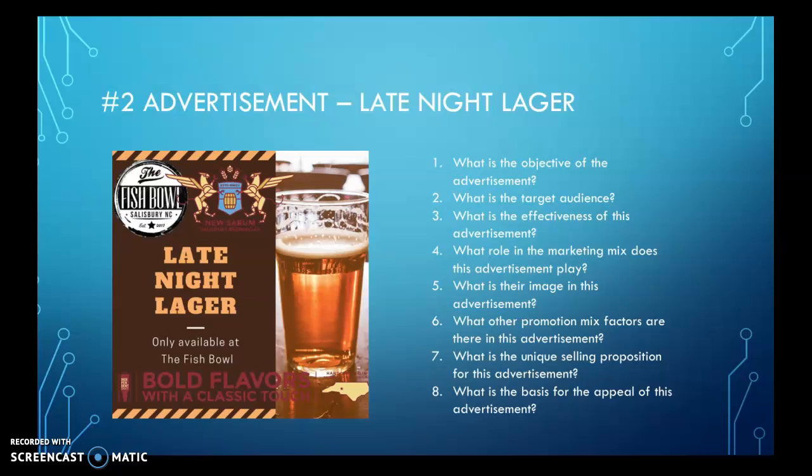What role in the marketing mix does this advertisement play? You're selling a specific product, which is the lager, obviously. So here you would focus on that concept of product. What is their image in this advertisement? Their image, I don't like it. I'm sorry. I think it's really sloppy. The logos, the New Serum and the Fishbowl logo, cross over with each other, which doesn't look good. I like that there is a beer glass, but maybe you could put the New Serum logo on the beer glass. That way you're promoting both the brewery and the bar.